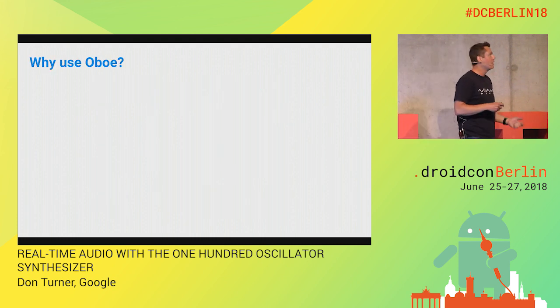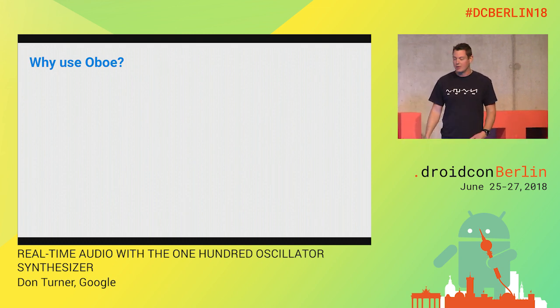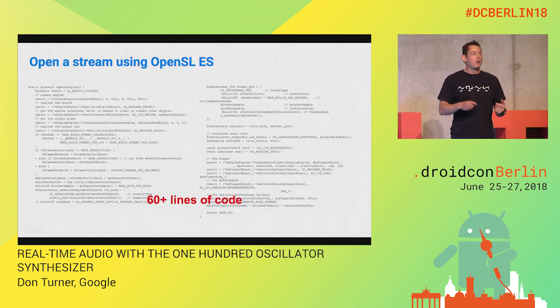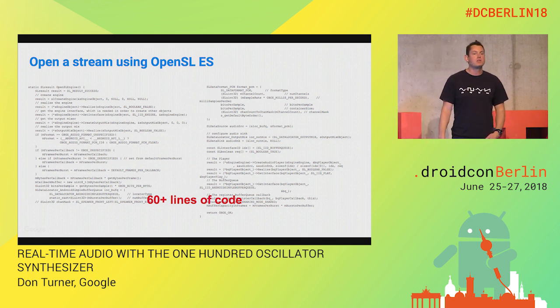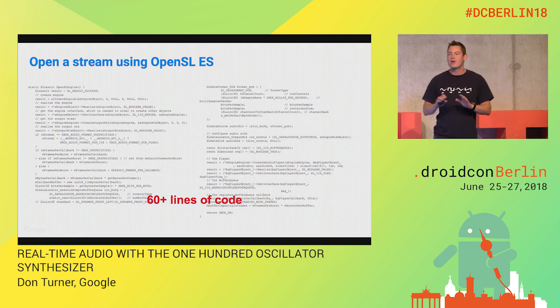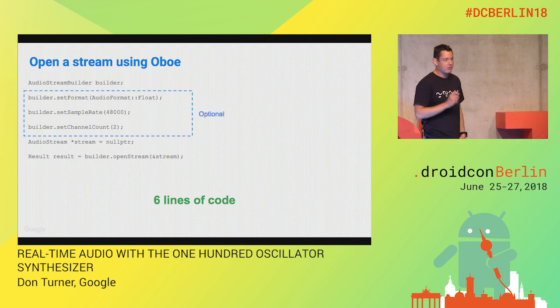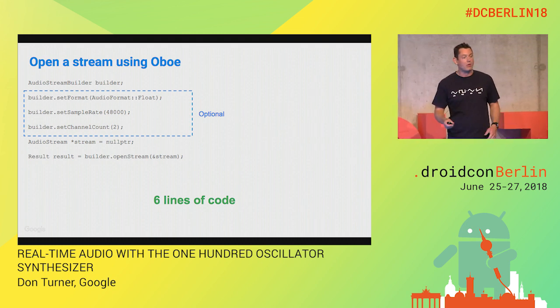So before I get started into live coding, just wanted to give a quick background of why to use this new library. Firstly, you can write less code. So before Oboe, you used to have to write this much code just to create an audio stream using an API called OpenSL ES. Who's used OpenSL ES here? Two people. OK. You're very lucky you don't have to use it anymore. So this is the equivalent code using Oboe. So 6 lines of code, and in fact, only 3 of them are mandatory. So these other 3 are just for setting your preferred properties on the audio stream.